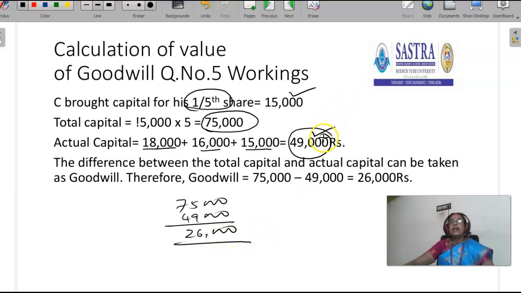Okay, first we have to calculate the combined capital of both old as well as new partners. Then on the basis of the new partner's share, we calculate the total capital of the new firm. Then we have to compare the total capital of the partners with the total capital of the new firm. The difference is nothing but goodwill.